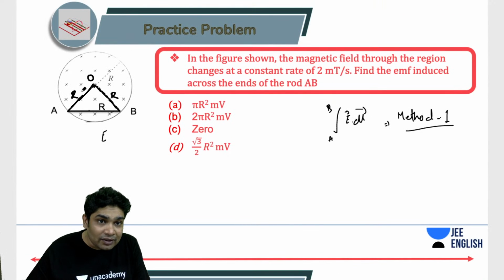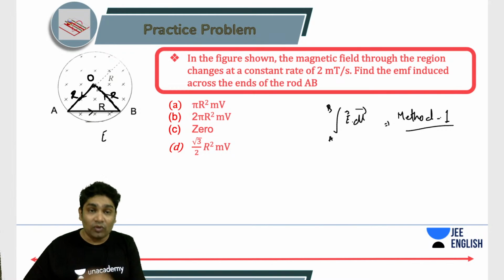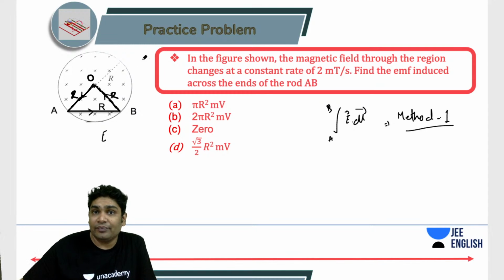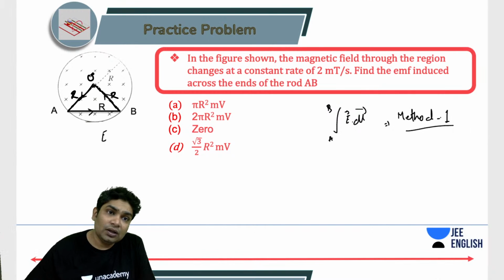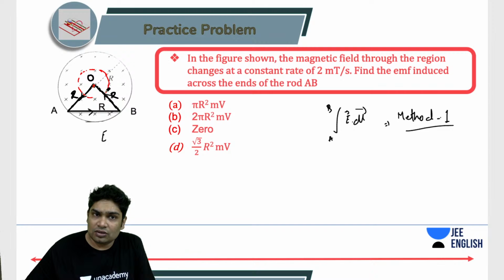So once I'm integrating along this, then integrating along this, then integrating along this. Now what you will notice is that for OA, at any point on OA, how is the direction of the electric field going to be? Think about it. The electric field lines are always circular about this center, so at any point on line OA, which is along the radius, E would be along the tangent.